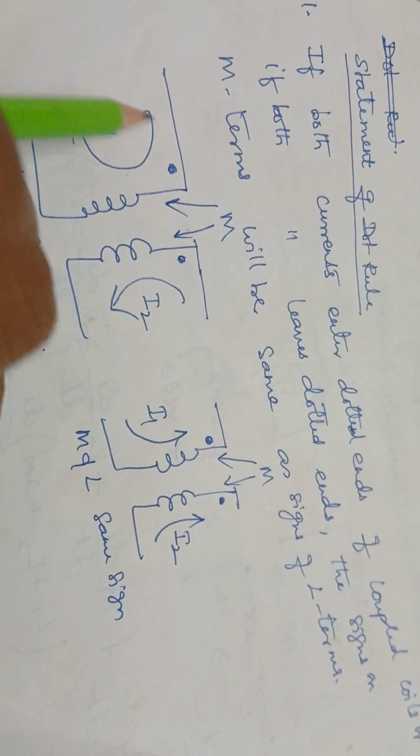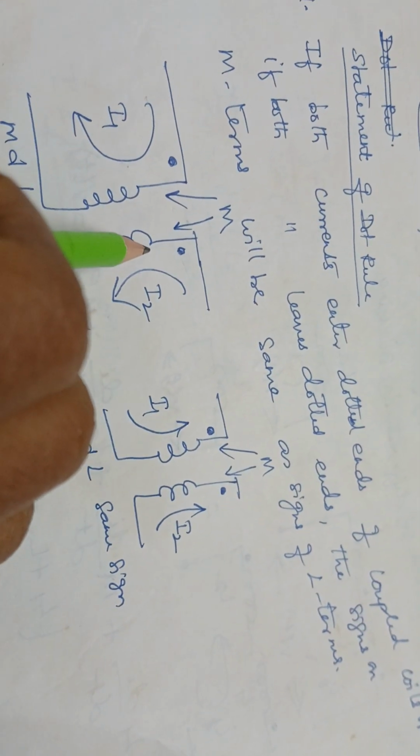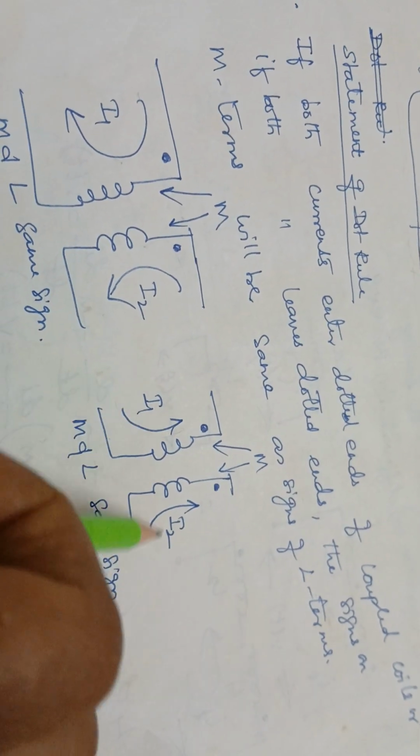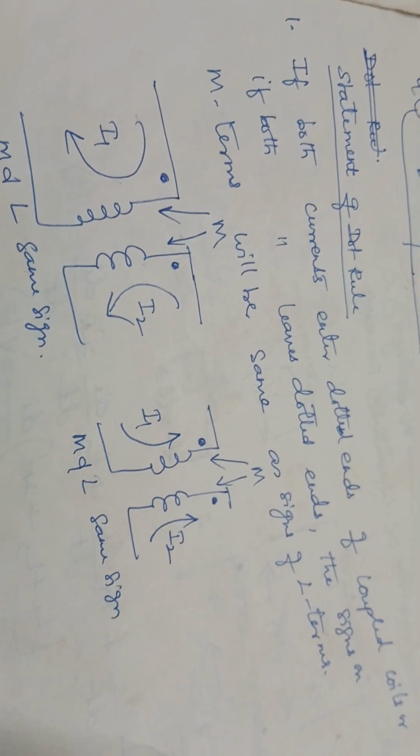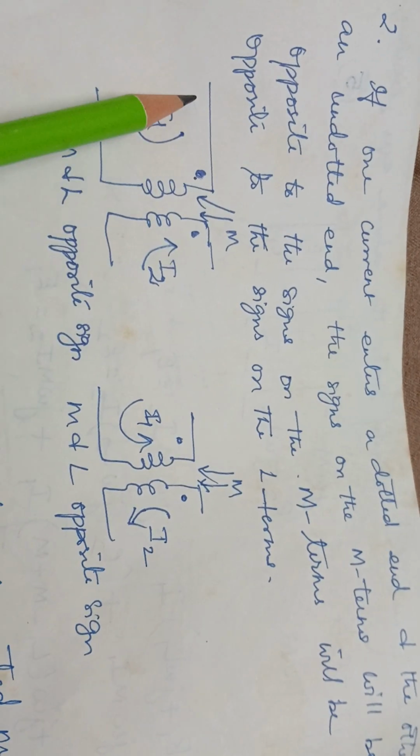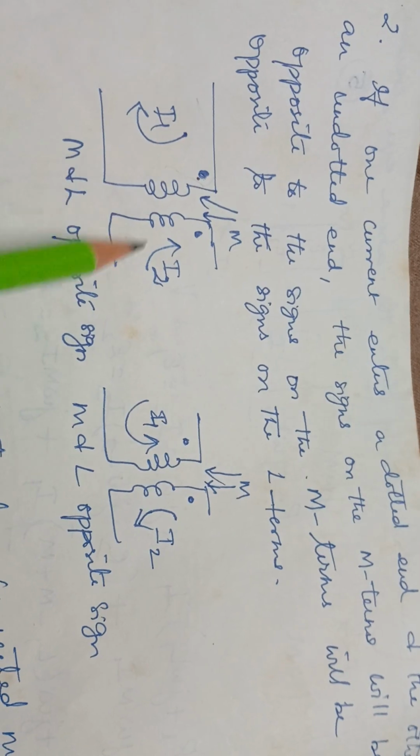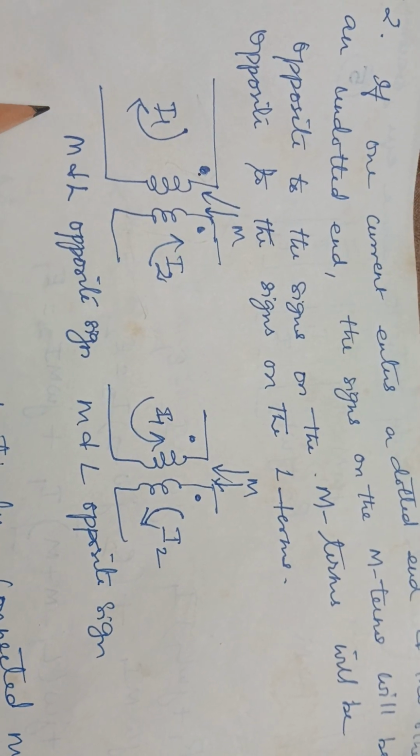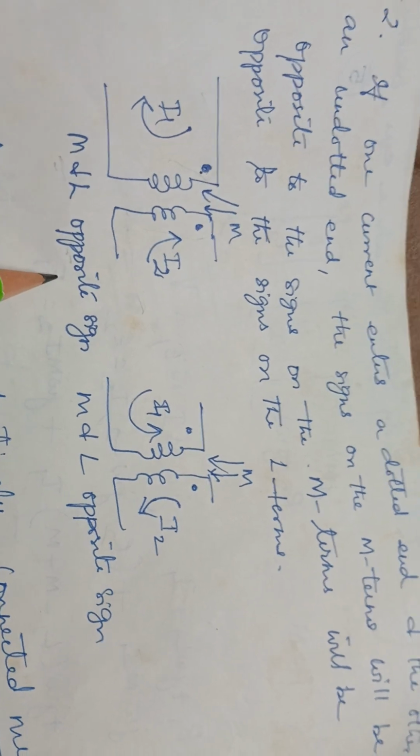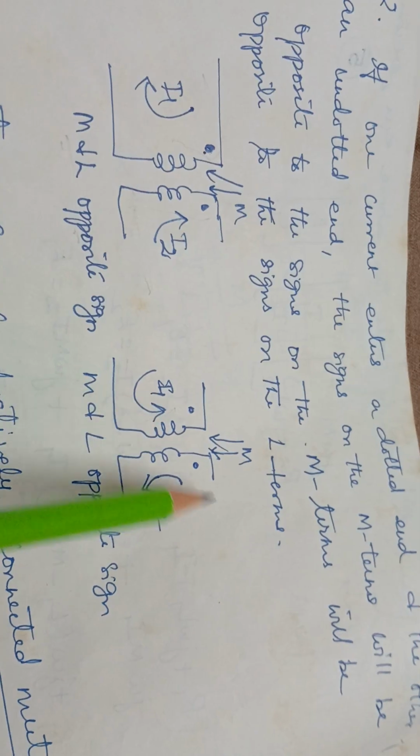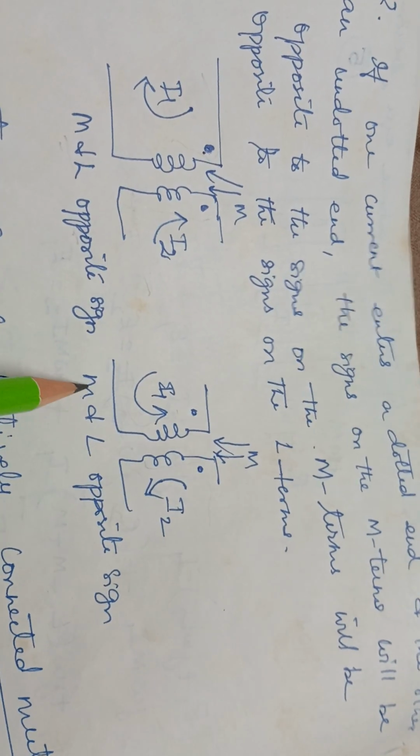So whether both currents enter the dot ends or both enter the non-dot ends, both will have the same sign. If I1 is entering through the dot and I2 is entering without a dot, M and L will have opposite signs. Similarly, if I1 is entering without the dot and I2 is entering with a dot, both will be opposite. This is the dot rule.